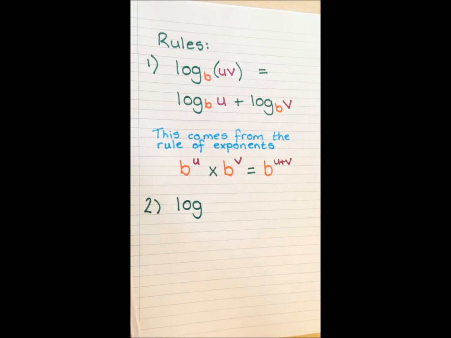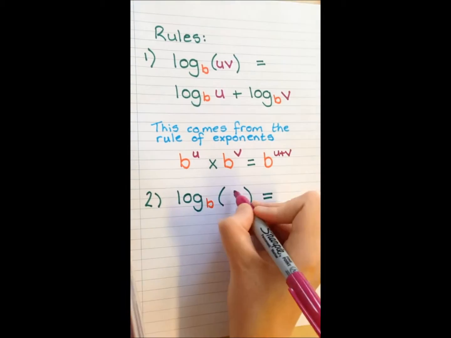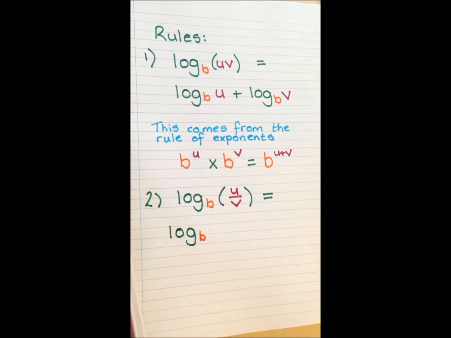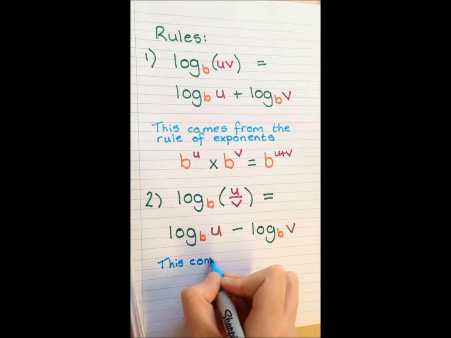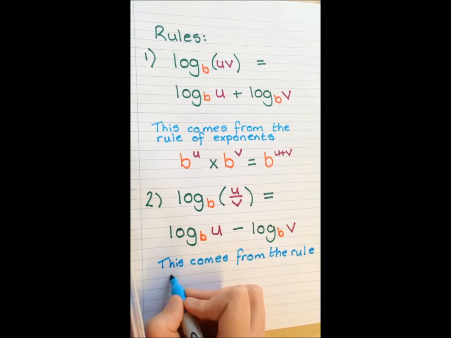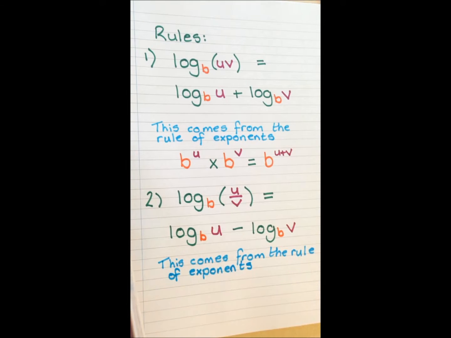Secondly, log of u over v to base b is equal to log u base b minus log v base b. Similar to above, this is because b to the power of u divided by b to the power of v is equal to b to the power of u minus v.